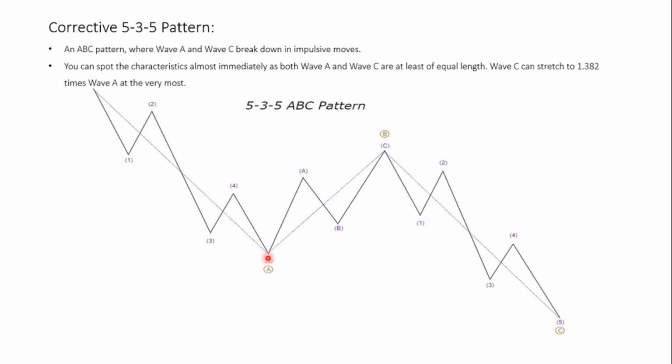You want wave A to equal wave C, and no longer than 1.382 times the length of that wave A. So that's how we distinguish the length of a corrective pattern. And that's the hidden sign that would tell us that this is actually corrective. It's the length of wave A and wave C.